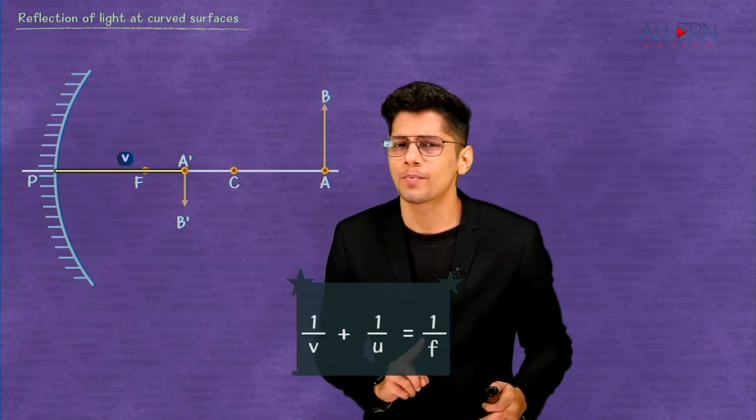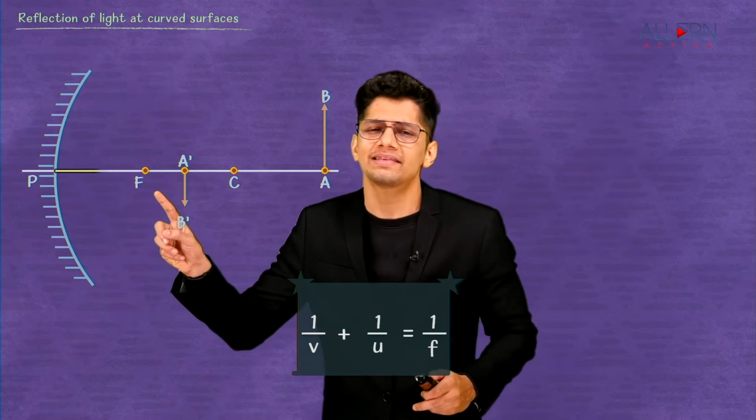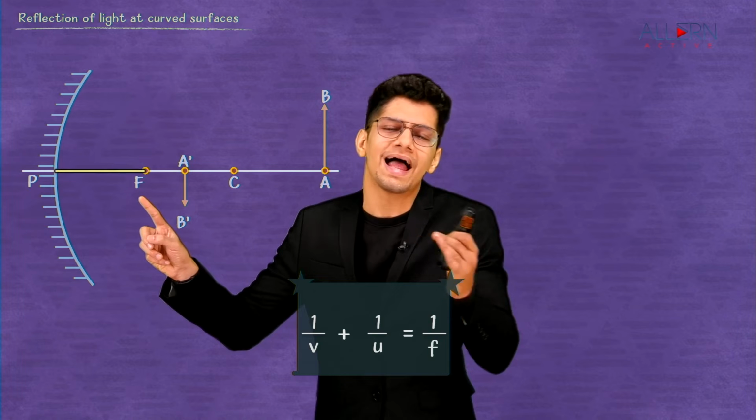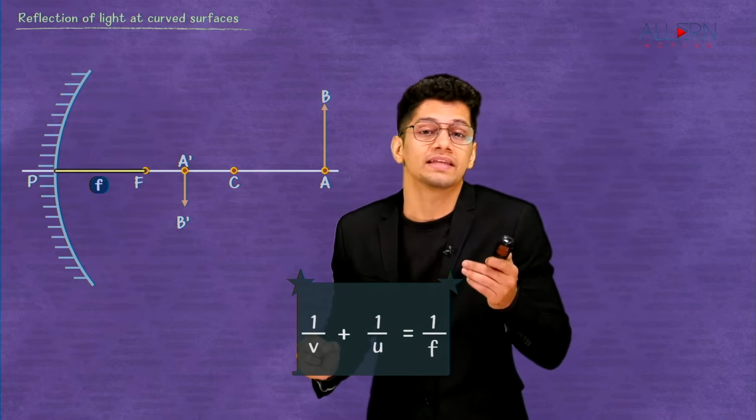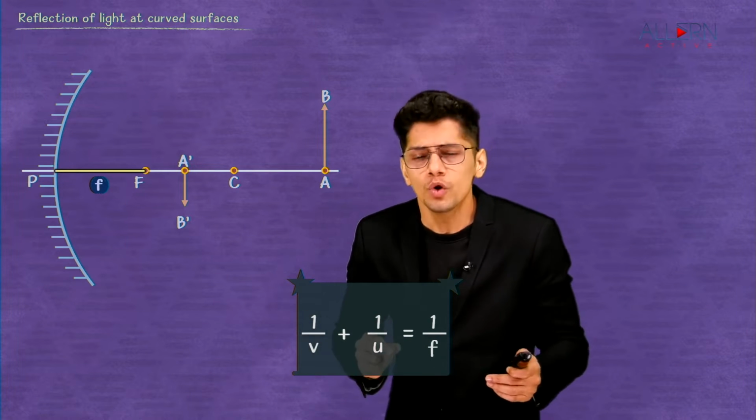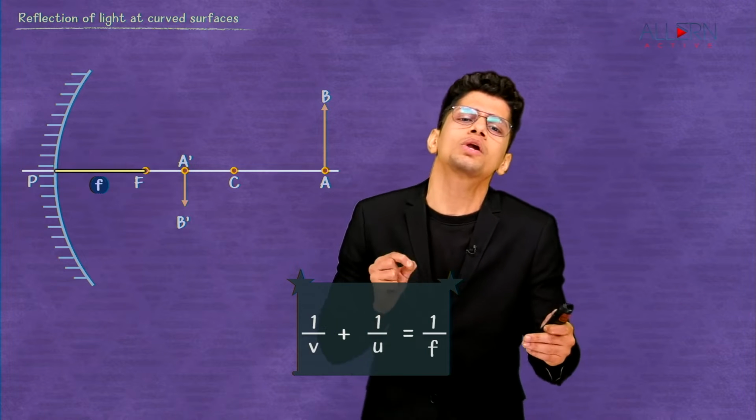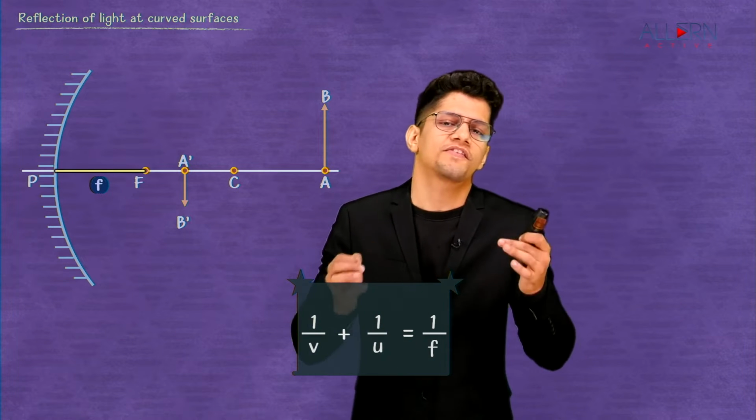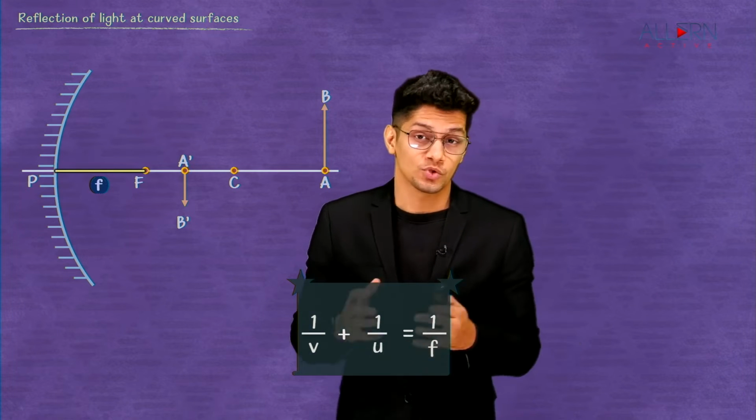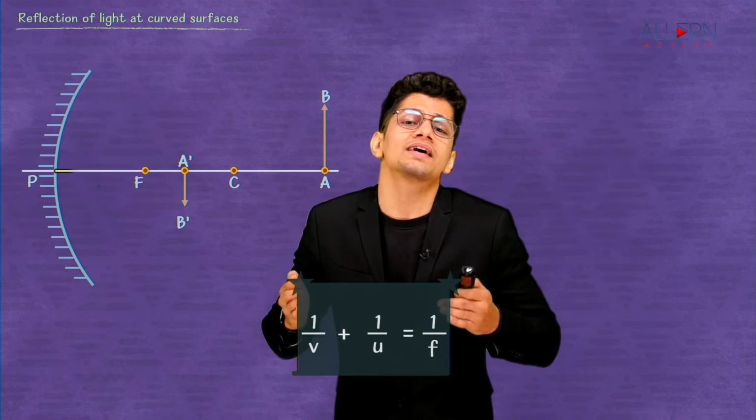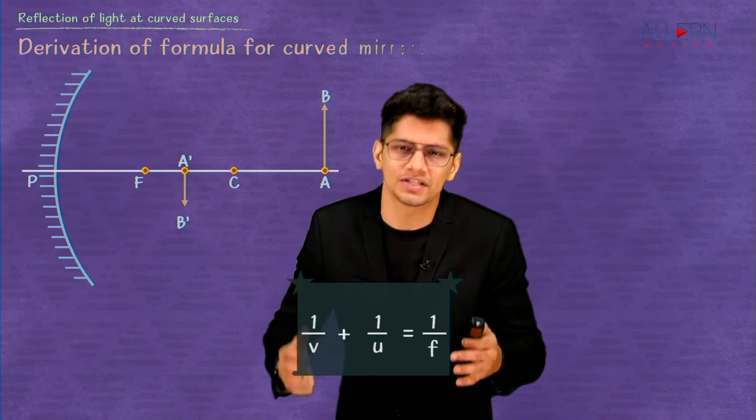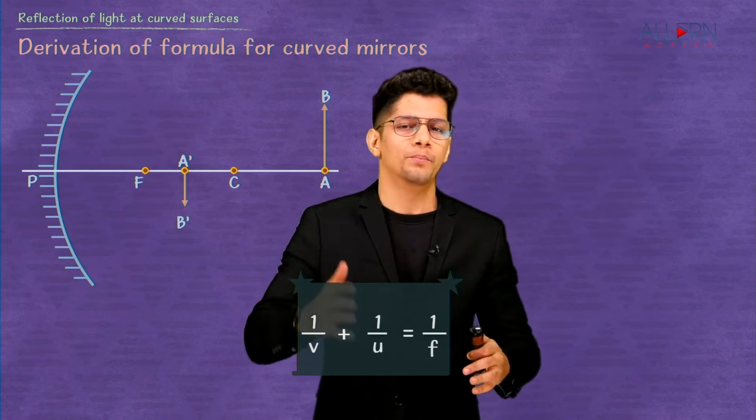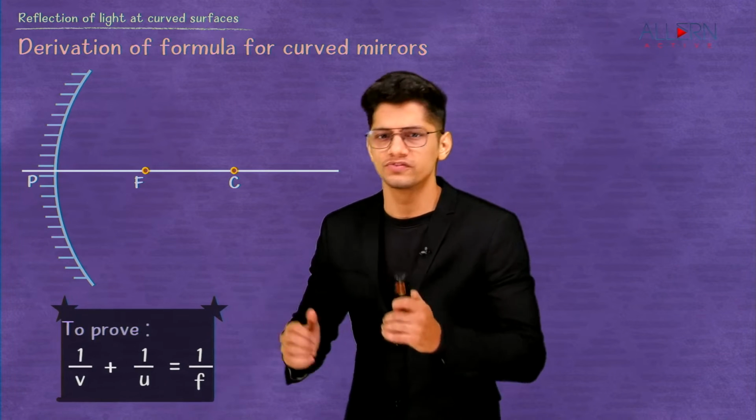And we also know that small f is the focal length, that is the distance between the pole and the focus. So we have 1/v, which is the image distance, plus 1/u, which is the object distance, is equal to 1/f, which is the focal length. So now, this is the formula that we are supposed to derive. That means we are going to do the derivation of the formula for curved mirrors. So we are going to prove this.